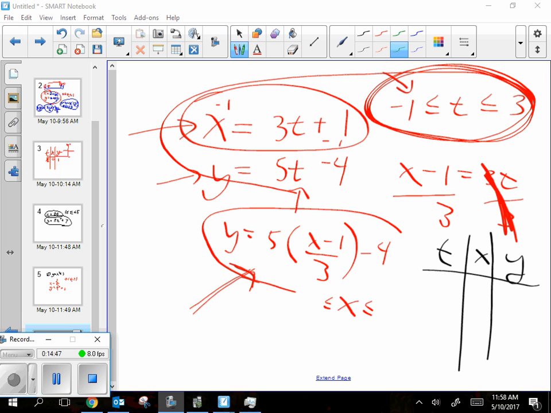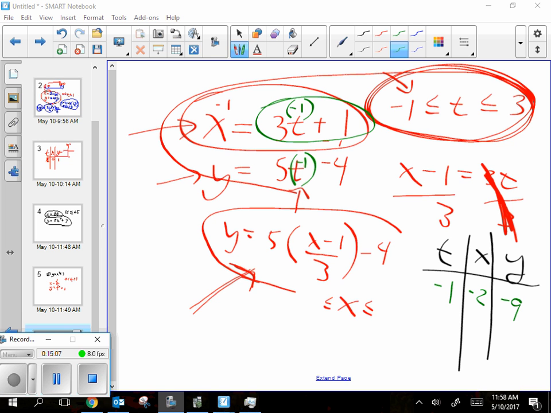Okay, you should have stuck in -1 for t and saw what you got. When you stick in -1 in here, you get negative 3 plus 1 makes negative 2. So x is negative 2. And y, when you stick a negative 1 in here, makes negative 9.